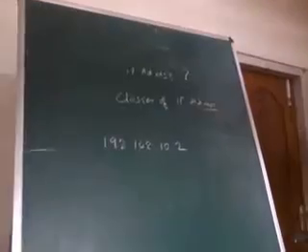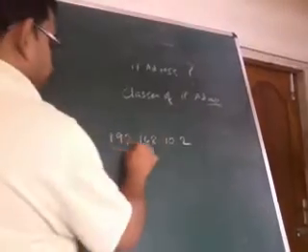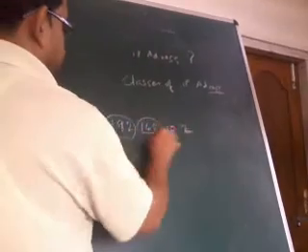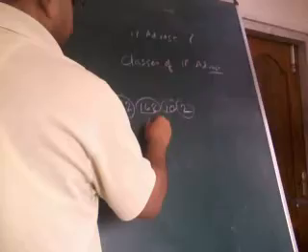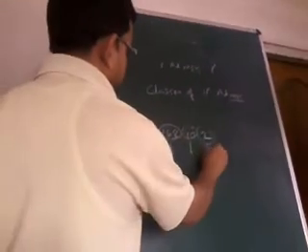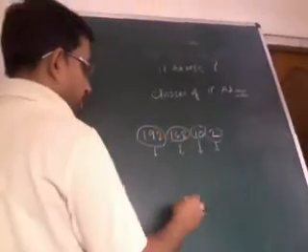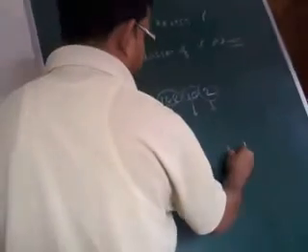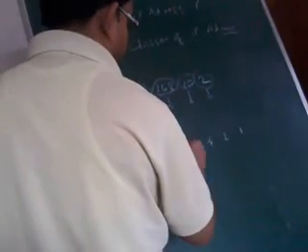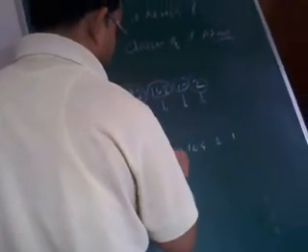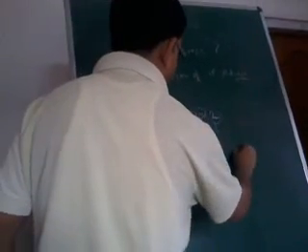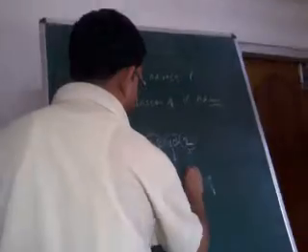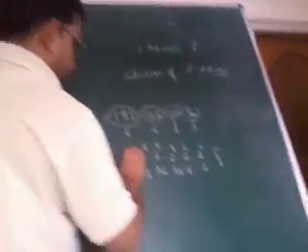192.10.2. Here you can see every number is a decimal number. The concept regarding subnetting is that you have to change these numbers into binary numbers. How can you do it? Simply like this: 2 to the power 0, 2 to the power 1, 2 to the power 2, up to 2 to the power 7.